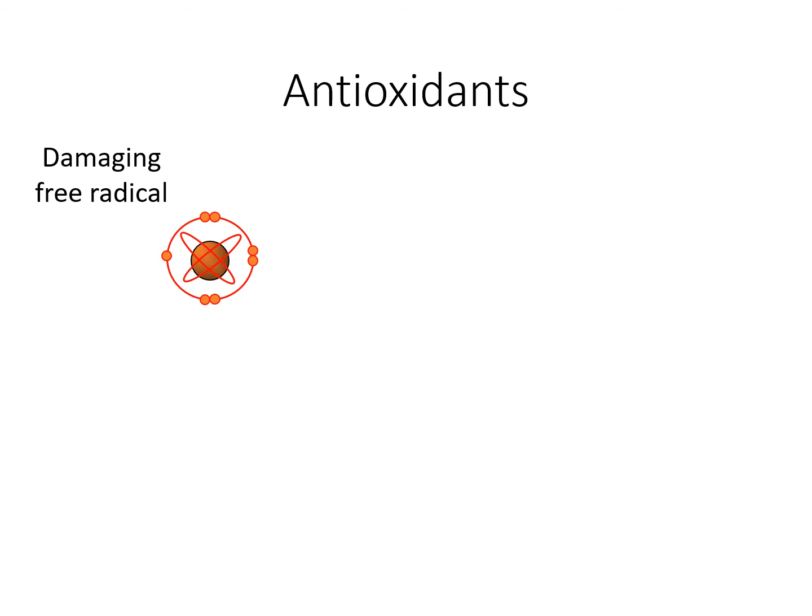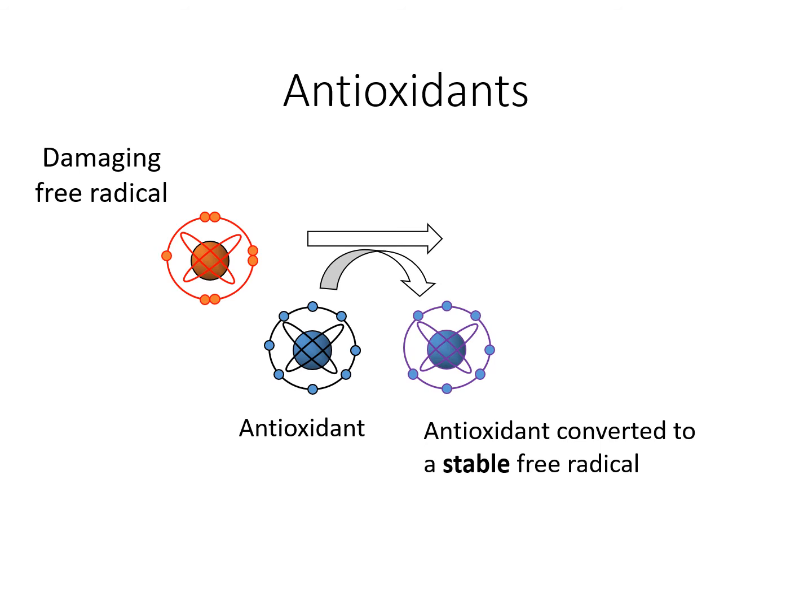So we have this damaging free radical, which has been produced potentially by a reaction with oxygen. The antioxidant comes along and it donates one of its electrons. So it then becomes itself a stable free radical. By giving one of its electrons to the damaging free radical, that free radical is now stabilized. It is not interested in going around and reacting with other chemicals. And so this would now prevent the food from going off.